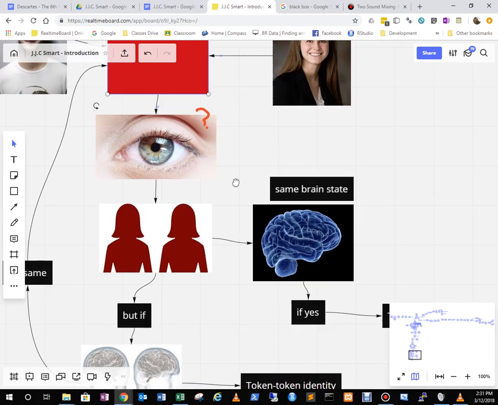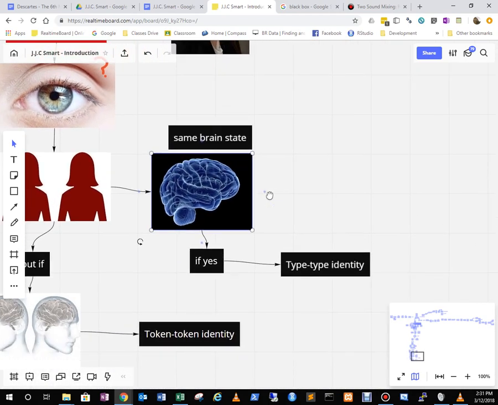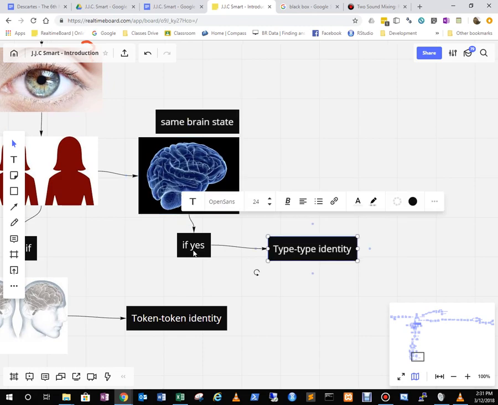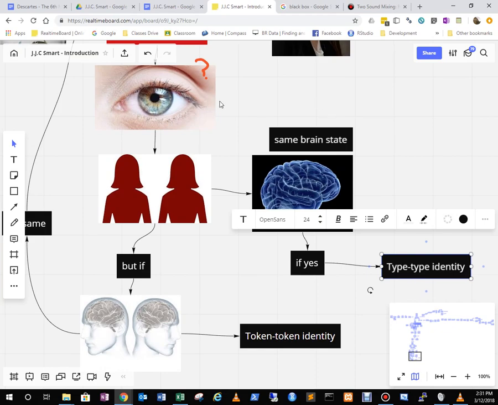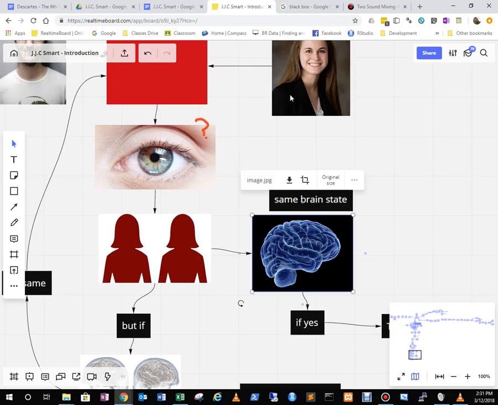Now, if you believe that the brain states when someone sees red are exactly the same, that's what we call type identity, all right? Type identity theory is basically saying if everything in the brain was repeated exactly the same way for person A and person B, they would see red exactly the same way.